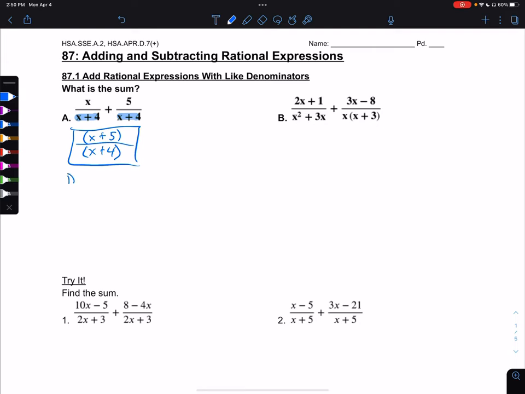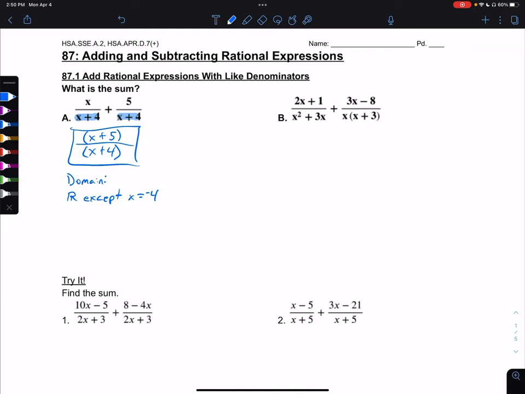We do need to look at the domain. So our domain would be all real numbers, except, and then my denominator, which is the same from the original rational expressions, x cannot be equal to -4. So the domain, all real numbers except x is -4.